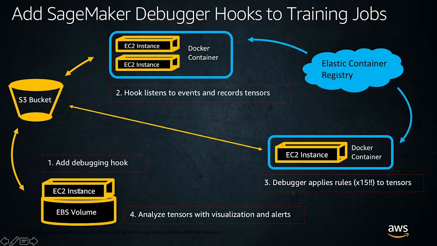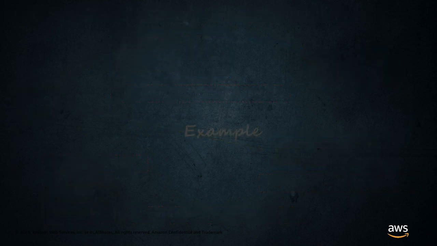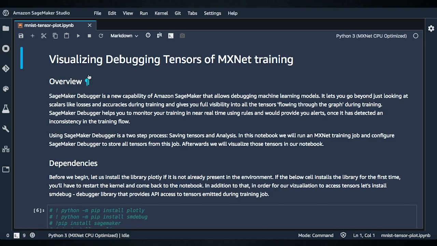We're adding those hooks. Those hooks are going to be listening to the events, and it's going to record tensors on our training job. And then we've got this separate instance that's going to spin up over here using an image from ECR to apply those rules, drop that back in S3, and then we're going to visualize those. So that, at a high level, is how SageMaker Debugger works. Let's check it out.